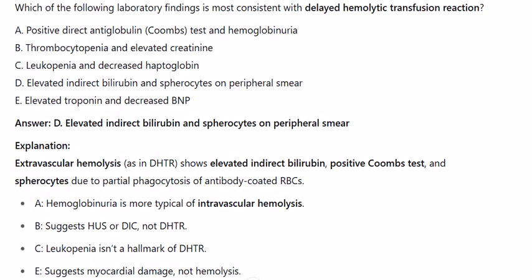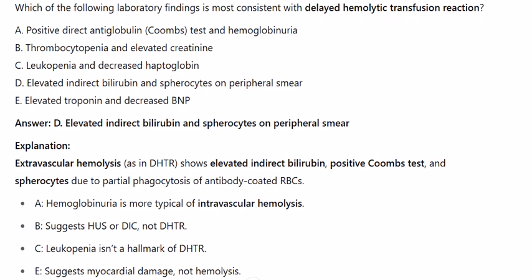Question 3. Which of the following laboratory findings is most consistent with delayed hemolytic transfusion reaction? A. Positive direct antiglobulin Coombs test and hemoglobinuria. B. Thrombocytopenia and elevated creatinine. C. Leukopenia and decreased haptoglobin. D. Elevated indirect bilirubin and spherocytes on peripheral smear. E. Elevated troponin and decreased BNP.